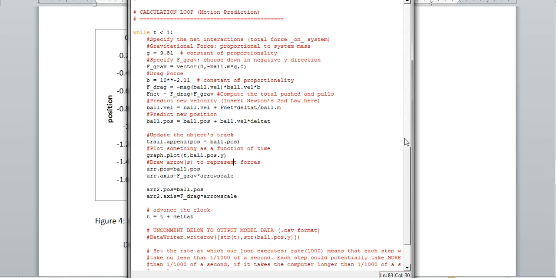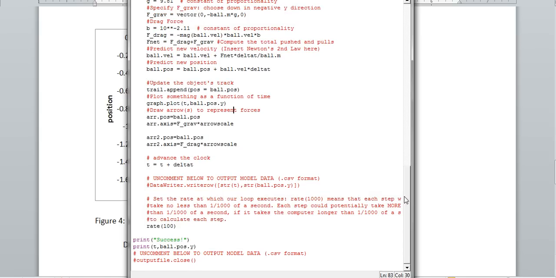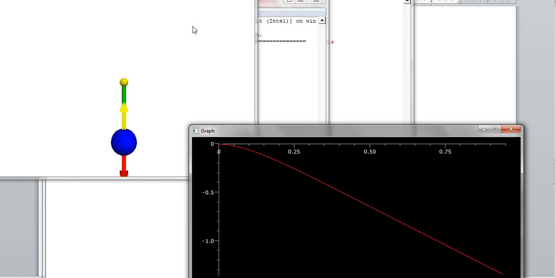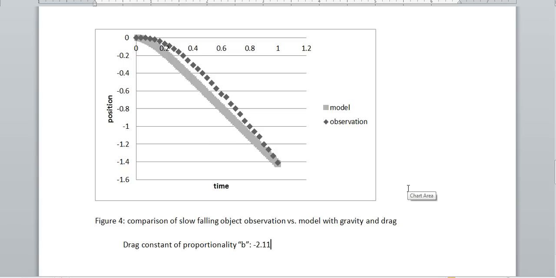Next, I modeled the observation of object 2 with drag force represented, and it has a B of 10 to the negative 2.11 to determine the magnitude of the force, and then I set an arrow to signify it. Here in this comparison chart of the observation 2 versus the model with the drag force, the model can accurately predict the overall motion and the end position of the object.